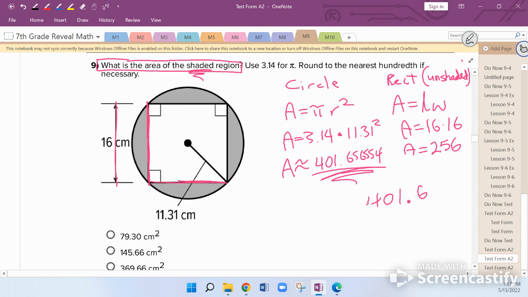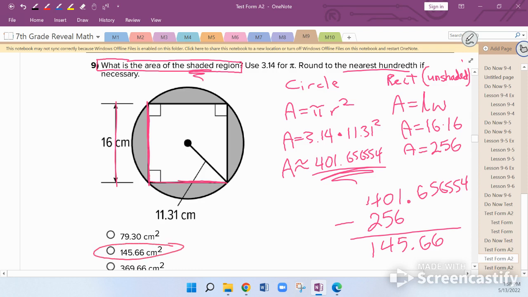So we're going to do the 6554 minus the 256. And we're going to round as well because it says round nearest hundredth. So that gets us 145.66 rounded. That's my rounded answer. So our answer here. And it's area, so it's going to be centimeters squared again.